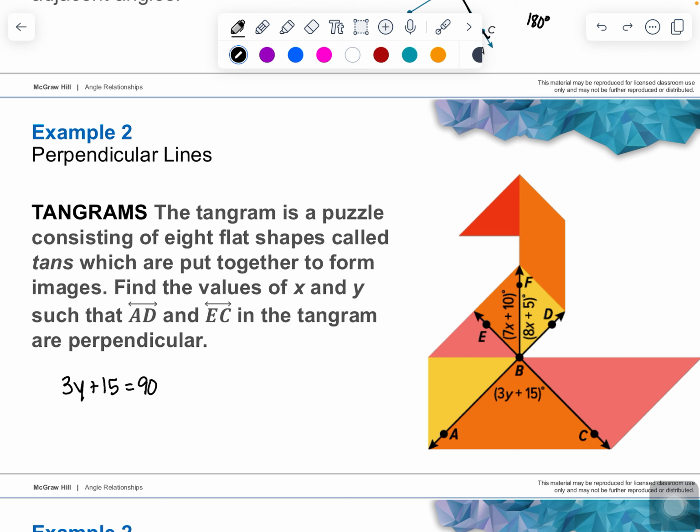I think that's probably what they're leading us to. Probably they're leading us to that they add to 90. Right now, we're not supposed to assume that they're equal. We can't assume that. Remember, we can't make assumptions. So they probably want us to say that this and this are vertical angles. We haven't talked about that yet.